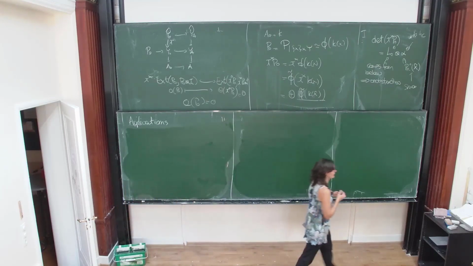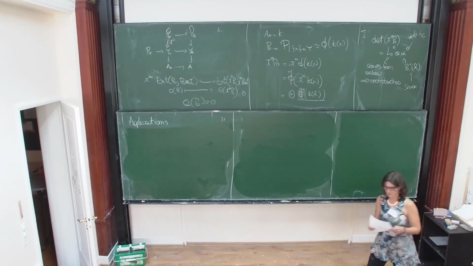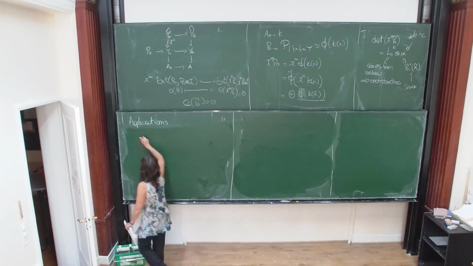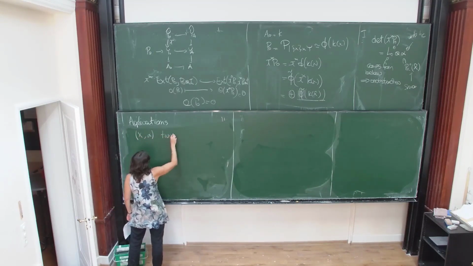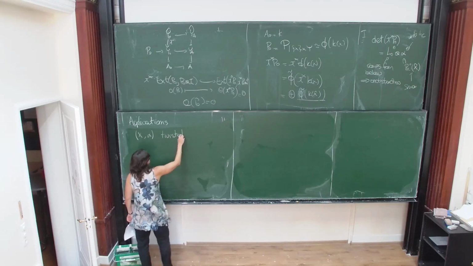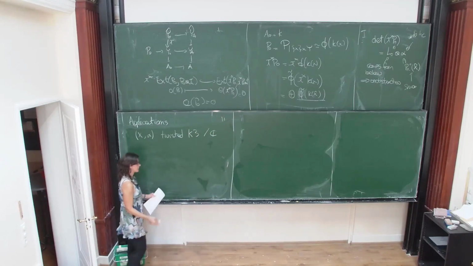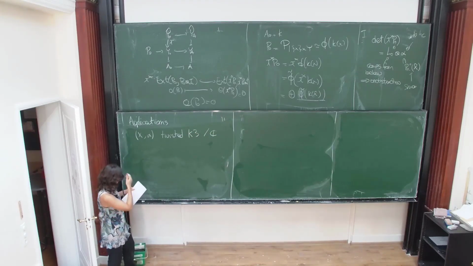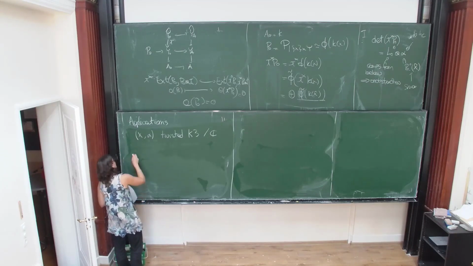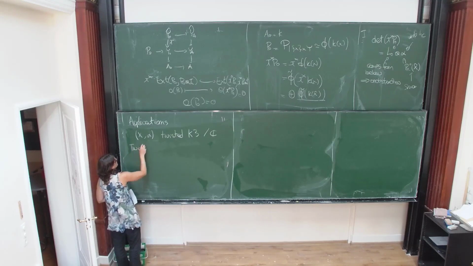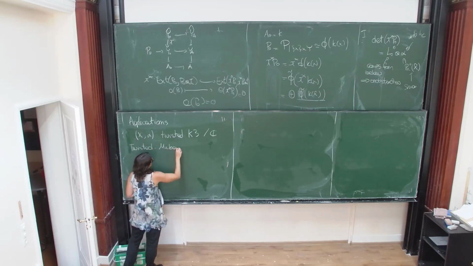Okay, so now the setting for Reinecke is: you have X, alpha, a twisted K3, a K3 over the complex numbers. Then you can define the twisted Mukai lattice.